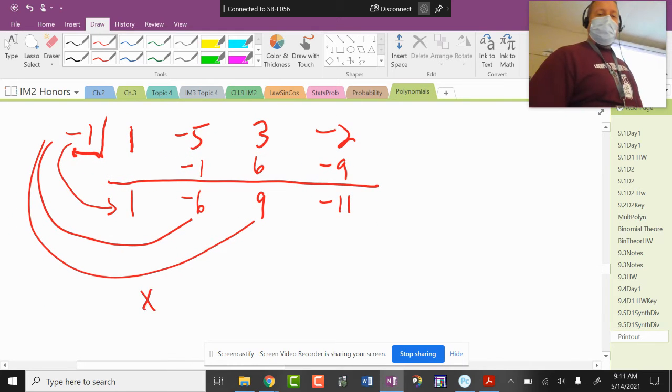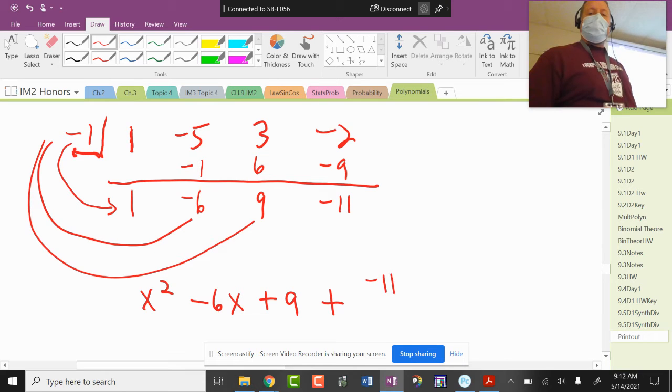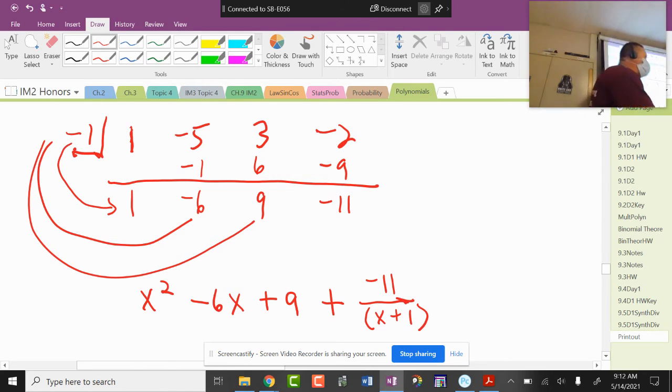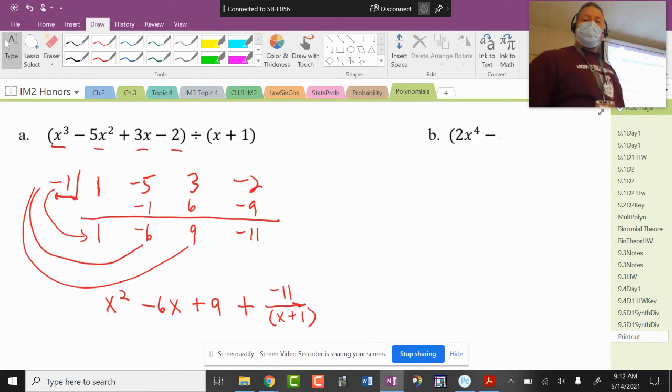Okay, so this ends up being x squared minus 6x plus 9 plus, or you could put minus. I'm going to do plus a negative. Remainder over divisor. Notice I don't put x or negative 11 over negative 1. Negative 1 is x plus 1 in disguise, is what we divided by. So kind of went over that pretty fast on what do we do with the remainder at the end. You should be able to handle it because this process is pretty easy.